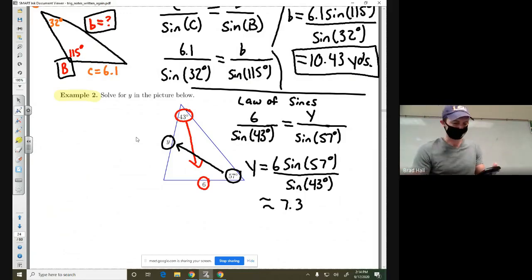I'll round it to 2 decimal places. I didn't specify here, so it really doesn't matter. And there's no unit, there's no yards, centimeters, anything, so 7.38 is fine. So that would be y.